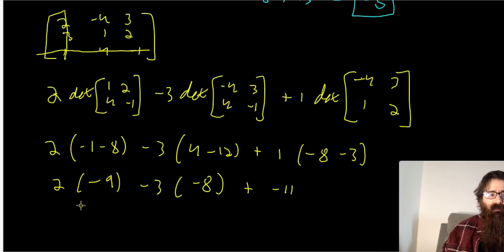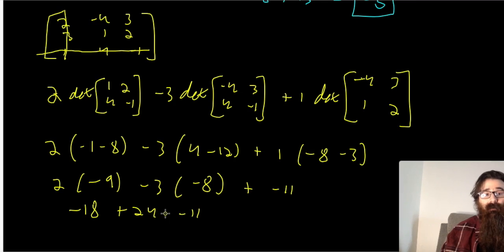And let's see. So we have negative 18, and then here this is going to give me plus 24, minus 11. And I can go ahead and work through some of the arithmetic. So I have negative 18, and then 24 minus 11 is going to give me plus 13. Looks familiar. It's going to give me that negative 5 again.